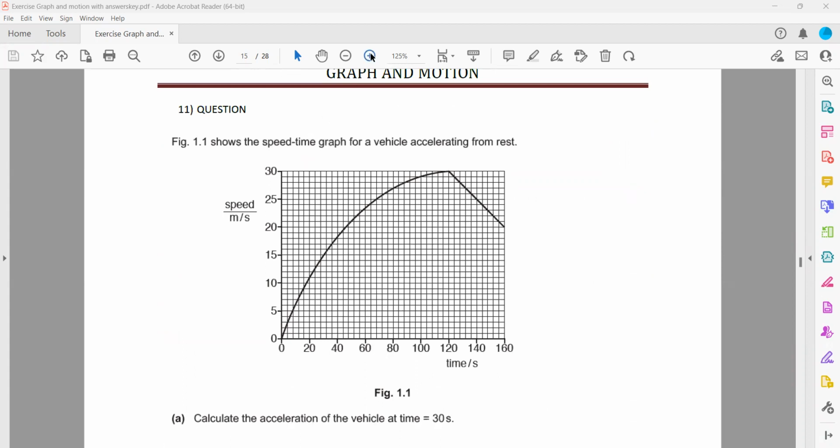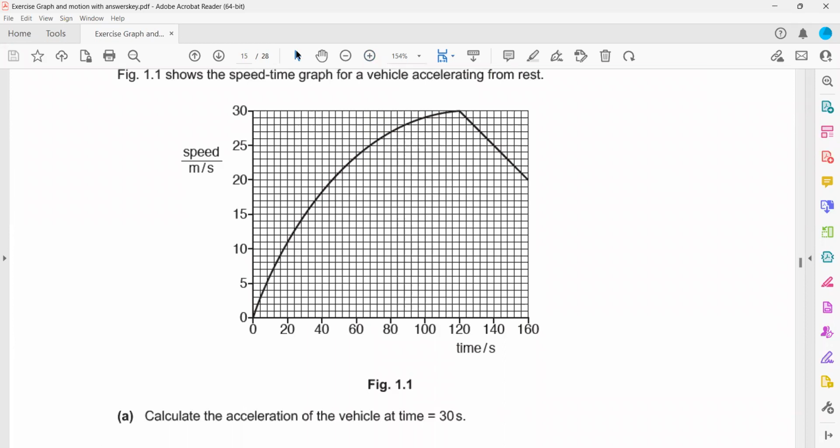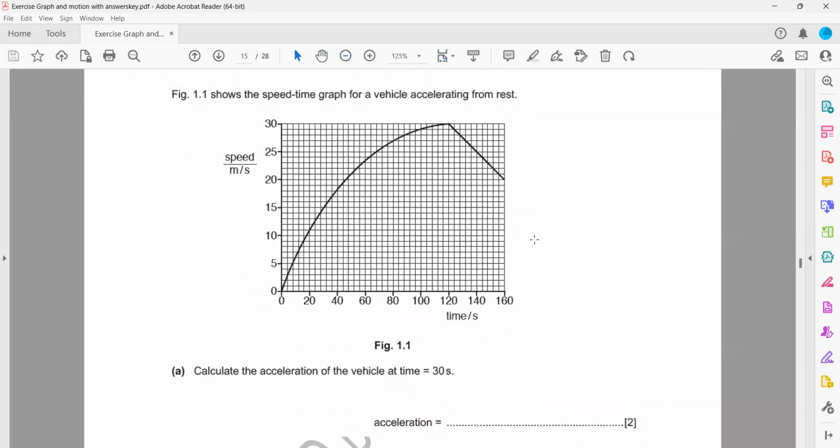Then question 11. Figure 1.1 shows a speed time graph for a vehicle accelerating from rest. Calculate the acceleration at 30. At time equals 30. Here, 10 boxes equals 40, so each box is 4. So this will be 24, 28, 32. So this will be 30. So if you want 30, this is the point where we need the acceleration.